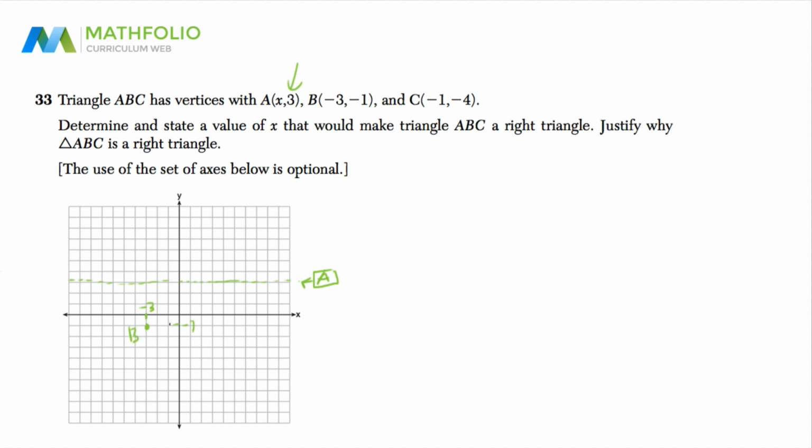We also know C is at -1, -4. So that's C. And A is somewhere up here. So it says, determine and state the value for x that would make the triangle ABC a right triangle, and justify why ABC is a right triangle.